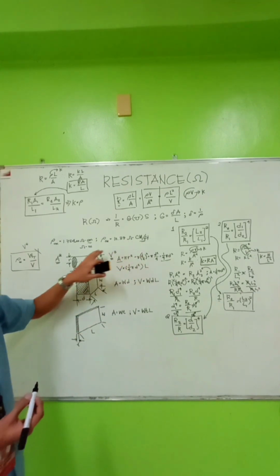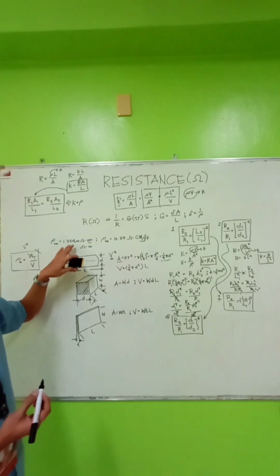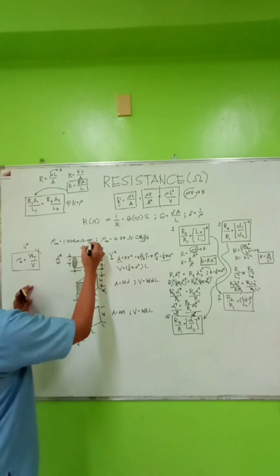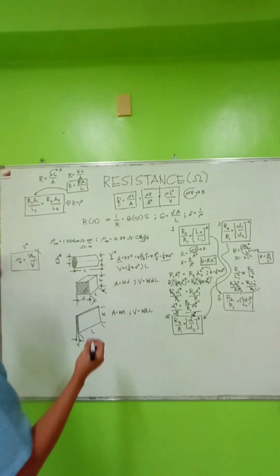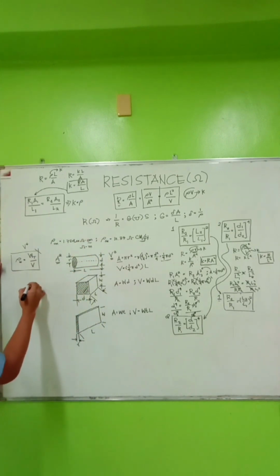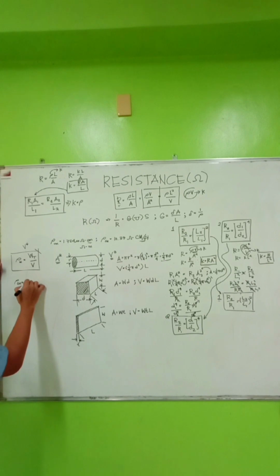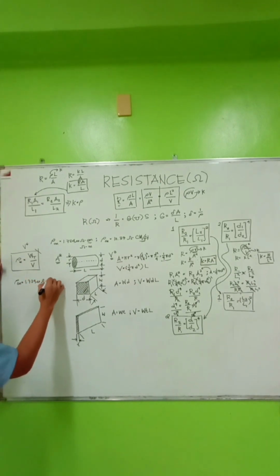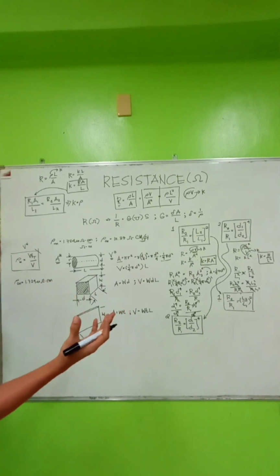If you're dealing with resistivity in micro-ohm centimeter, what are the common conversions? If you're dealing with ohm centimeter, 1.724 micro ohm centimeter, or in meter, you need to know some basic conversions.